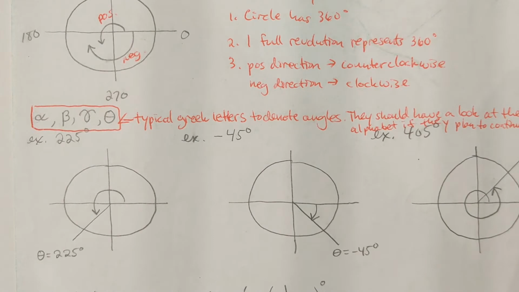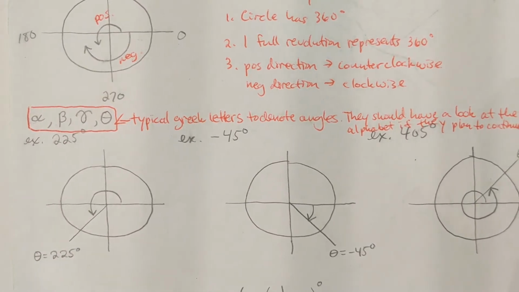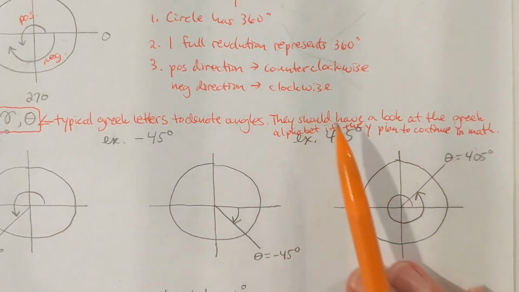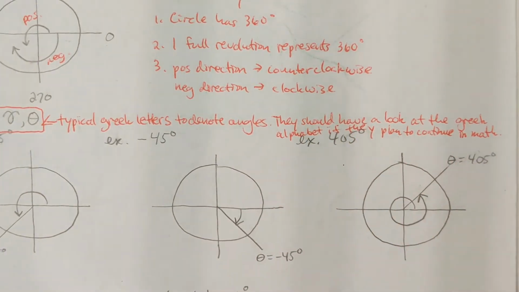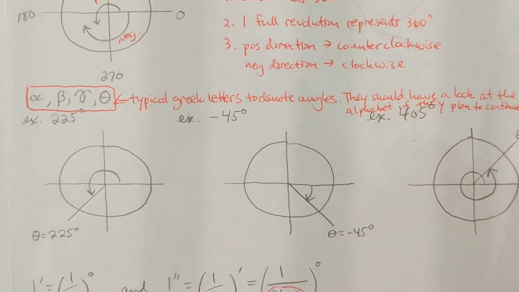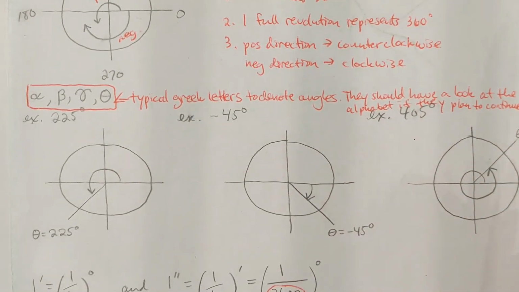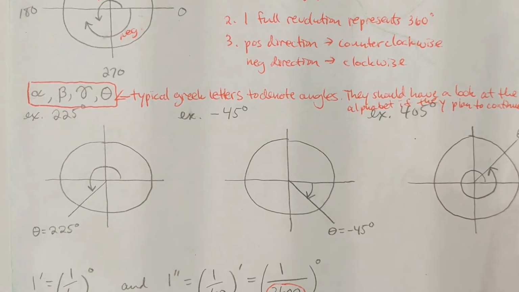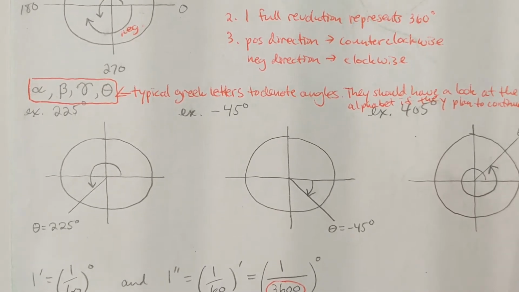So in calc, you'll be doing lots of things with angles, and these are the symbols that primarily are being used to denote an angle, although sometimes capital letters are used. I believe that this book uses capital letters, although they used to use the Greek letters. At some point, you should probably have a look at the Greek alphabet if you plan to continue in math. Obviously, you guys are planning to continue in math by taking calculus, and you'll be doing things with Greek letters. So at some point, it might be just a good idea to see what those letters are.